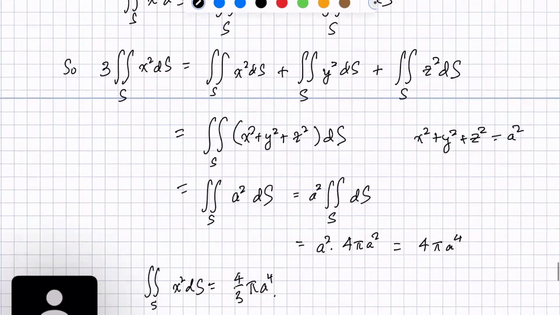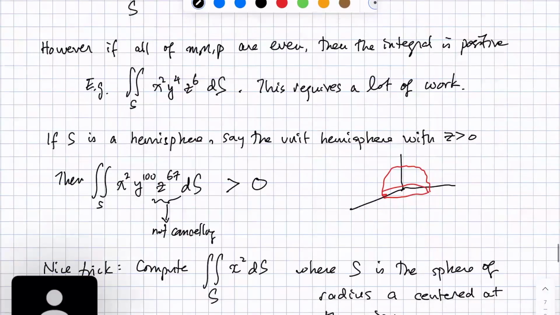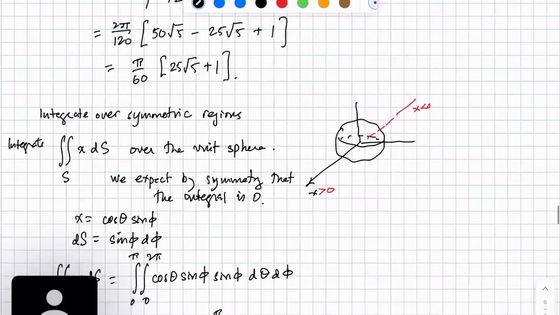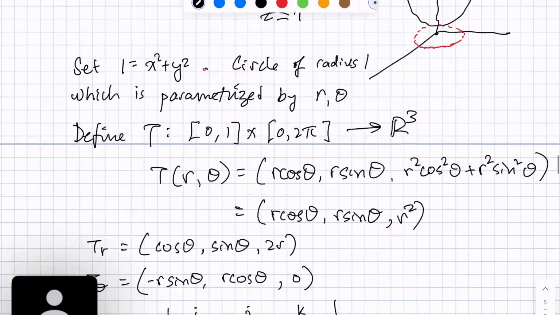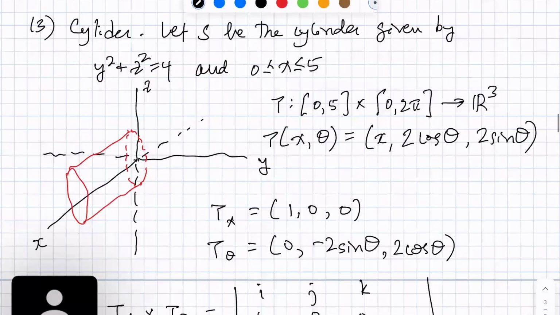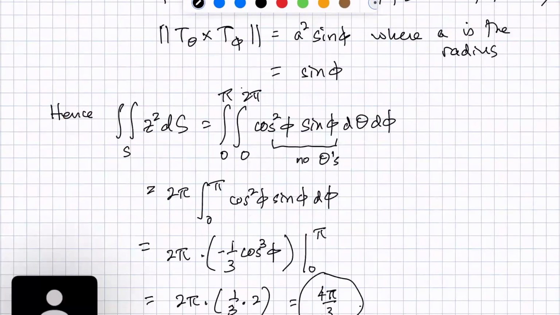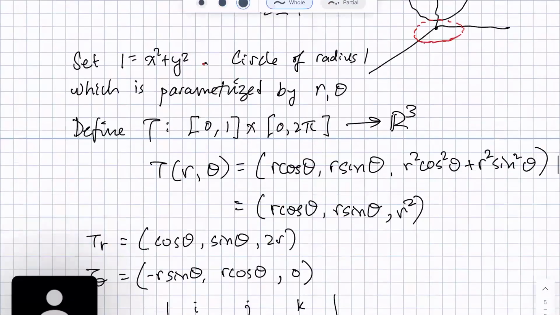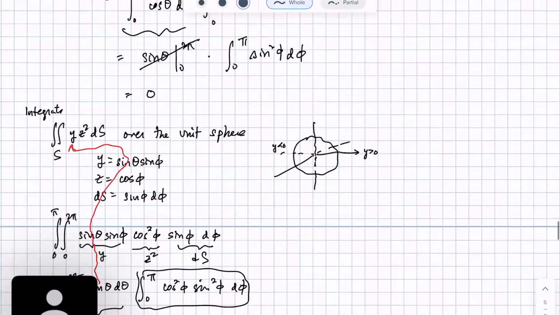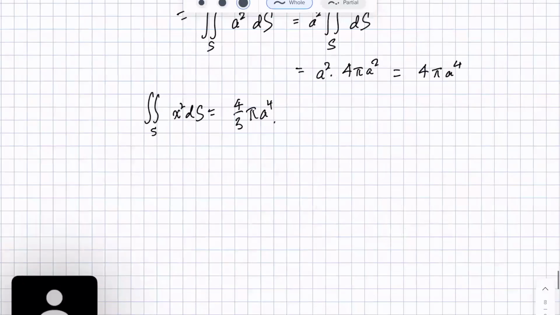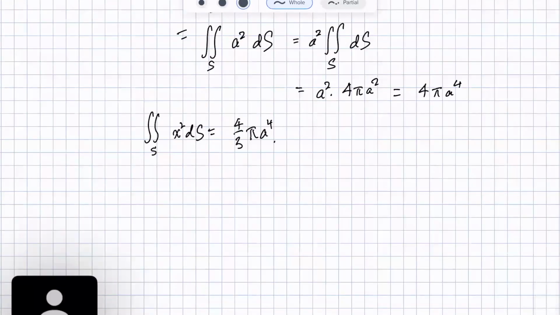And notice that this is a generalization of a computation we did earlier. The computation that we did was that we integrated over the sphere right here, z squared, and we got 4/3 pi. This is a sphere of radius 1, and here we have a sphere of radius a, so there's a factor of a to the fourth that pops out. So that's the conclusion of this segment.